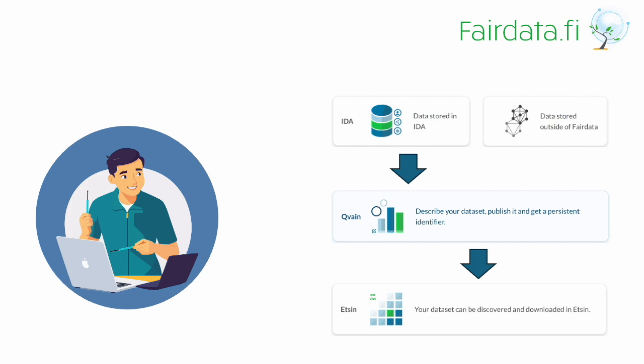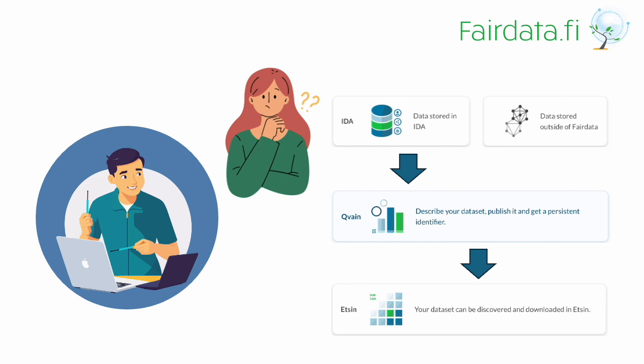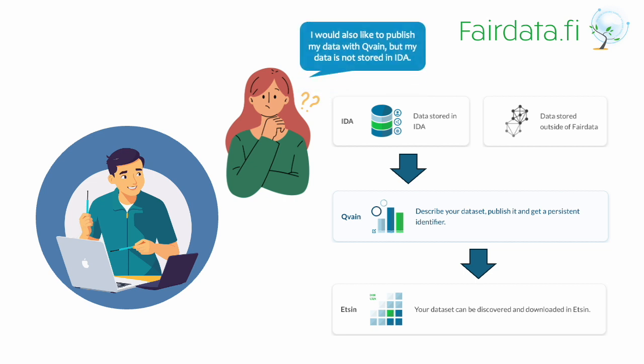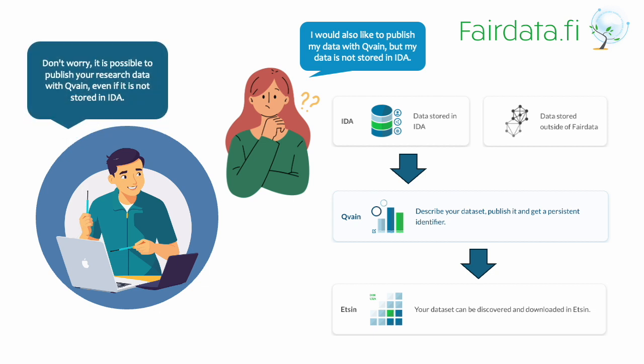John remembers that his colleague Sarah also wants to publish her research data. Unlike John, Sarah's research data is stored outside the Fairdata Services, but like John, she wants to share her data for others to use. John reminds Sarah that publishing research data using Qvain is possible, even if the data is not stored in EDA. In this case, the location will be linked to the description in a URL format. John also knows that it is possible to publish just the metadata without the actual data.